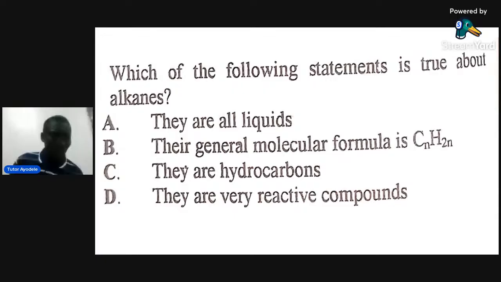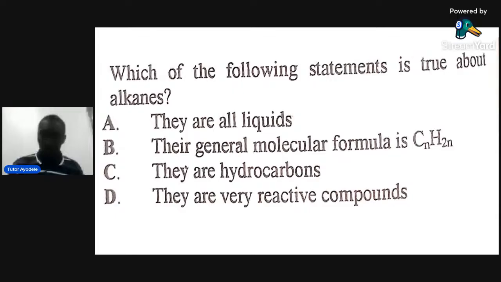So let's proceed. The general molecular formula for alkanes, I showed you the trick at the beginning of this video, is CnH2n+2. So option B is wrong. Option A is wrong. Let's look at option C.